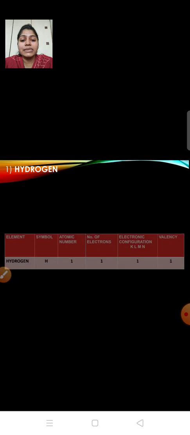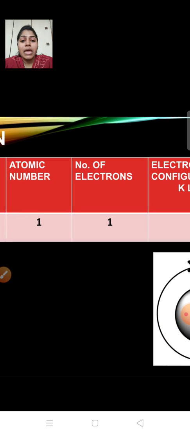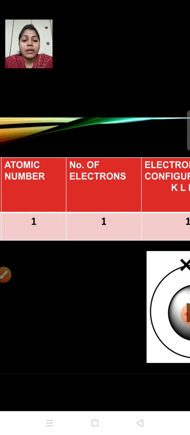Okay, so let's start. Our first element is hydrogen. The symbol of hydrogen is H. Atomic number is 1. Now children, what do you mean by atomic number? Now when I say atomic number, it means the number of protons that are present in atom of an element. Number of electrons is 1. Now you can see that atomic number and number of electron, it is same.